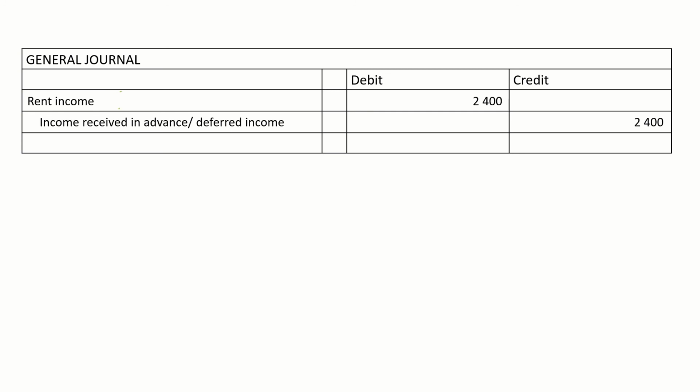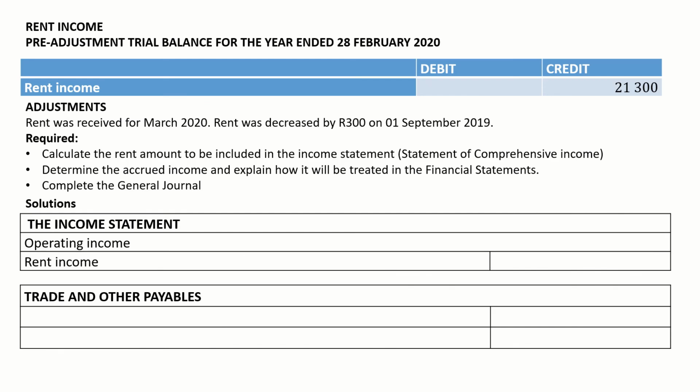So your rent income will be recorded in the statement of comprehensive income, and this deferred income will be recorded in the statement of financial position. We normally call the income statement the statement of comprehensive income, SOCI, and SOFP will simply be your statement of financial position, which is your balance sheet.